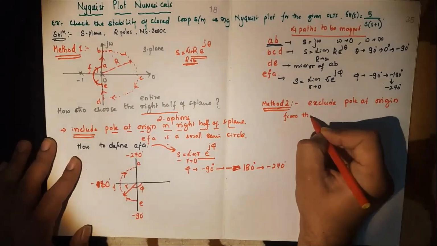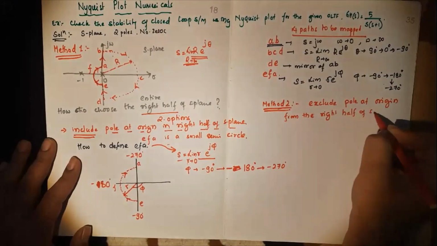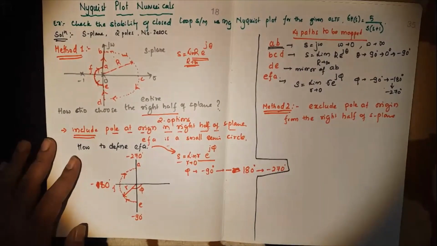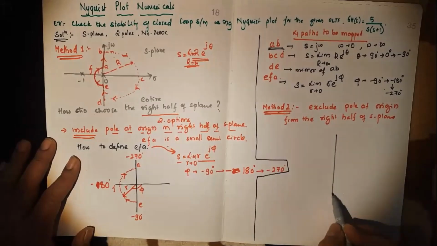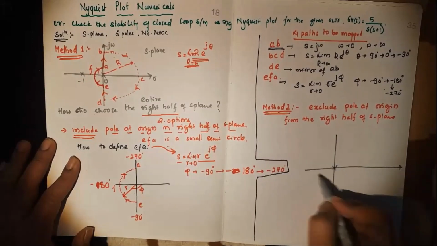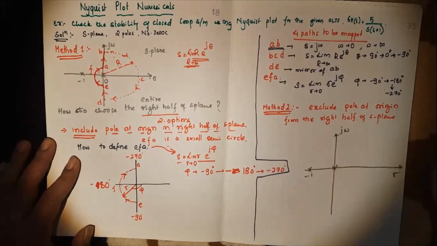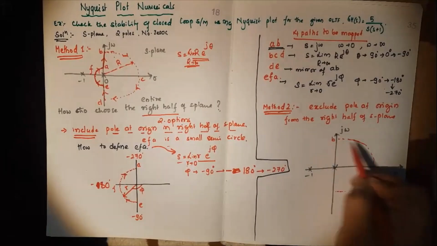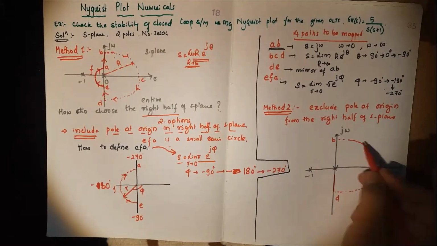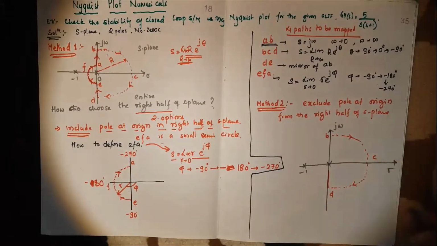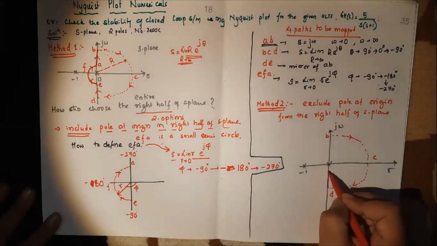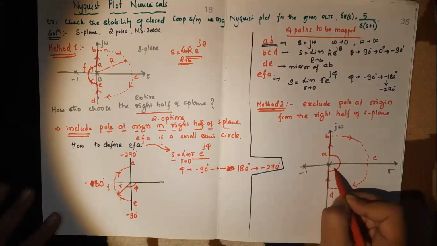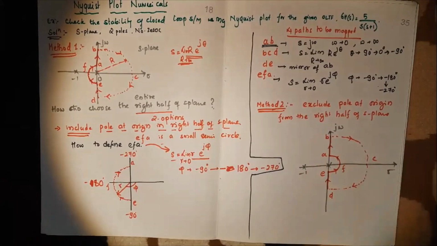Then in method 2, we exclude that pole or zero at origin from the right half of the S plane. So this is the second option. Let me just draw a line. What is meant by excluding? Excluding means you are defining your entire right half of the S plane in another way. So path BCD goes like this, then path DE, then path EFA. Path EFA is now in the other direction.